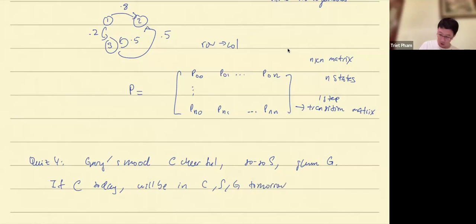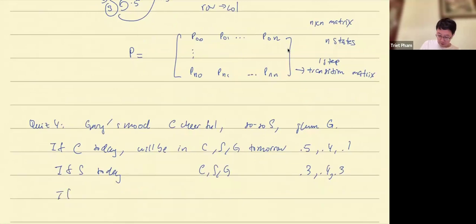with probability 0.5, 0.4, 0.1. If so-so today, we'll be in C, S, G tomorrow with probability 0.3, 0.4, 0.3. If glum today, we'll be in C, S, G tomorrow with probability 0.2, 0.3, 0.5.